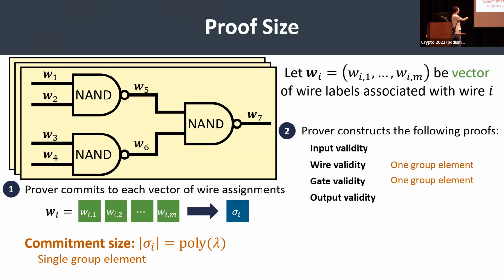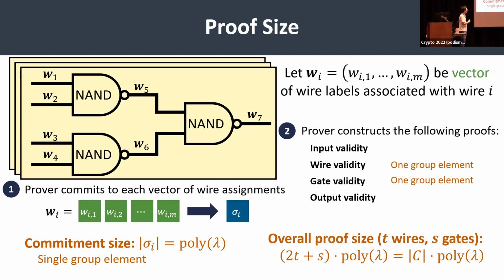The size of the commitment is just a single group element. So the size depends only polynomially on the security parameter and does not depend on the number of instances or the length of the vectors. For each of these wire predicates and gate predicates, the proof is basically this sequence of cross terms that's needed for the cancellation, again, one group element each. So the overall proof size only depends on the size of the circuit times something that depends on a security parameter, completely independent of the number of instances that we're checking.